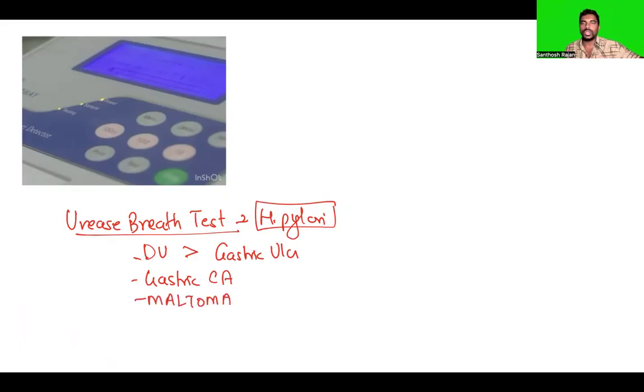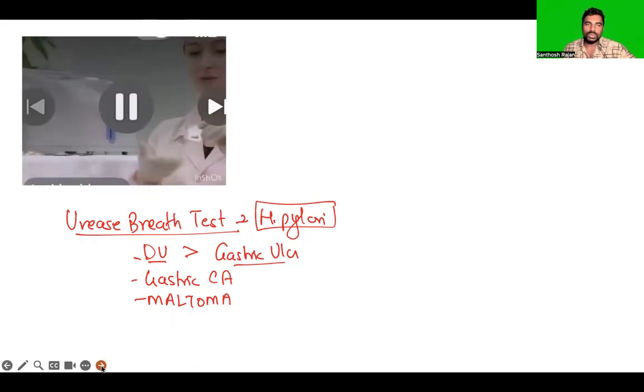So to check for gastritis, duodenal ulcer and gastric ulcer, you're doing this urease breath test. Okay, that is very important. So if they give any breath analyzer image, you think about H. pylori, right? That's all. So next one, next image.